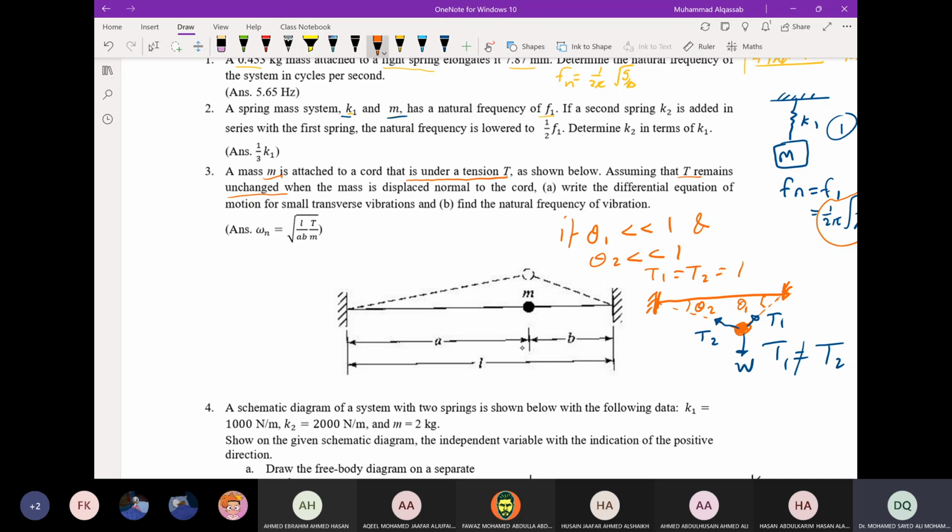Even in statics, if you recall what we did, we take the angles as 30 degrees, 60 degrees, or 45 degrees, right? Even 15 degrees, 20 degrees, those are relatively large angles. And here we are talking about vibration, that means about the equilibrium position. So this is the equilibrium position here.